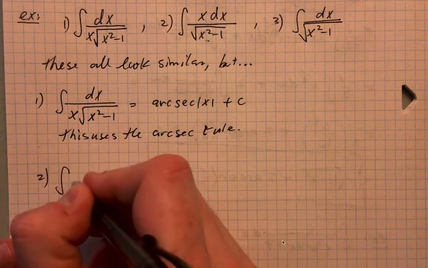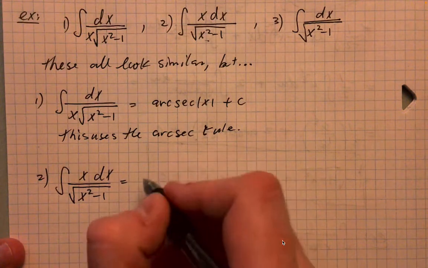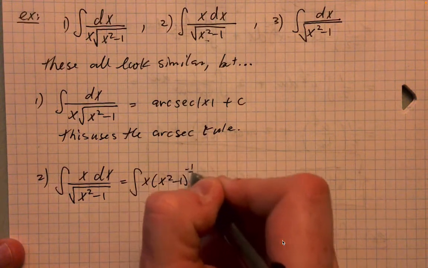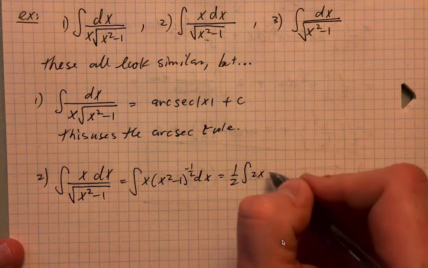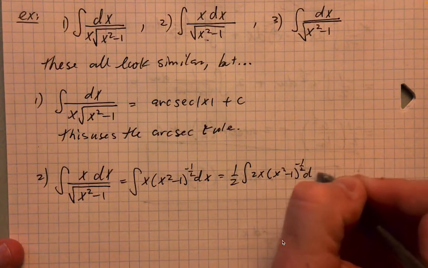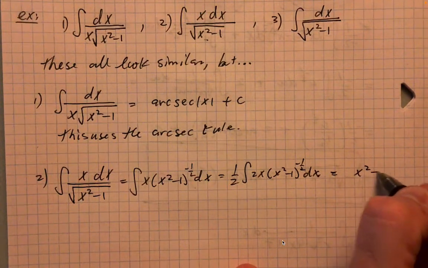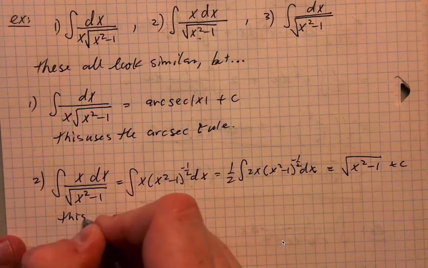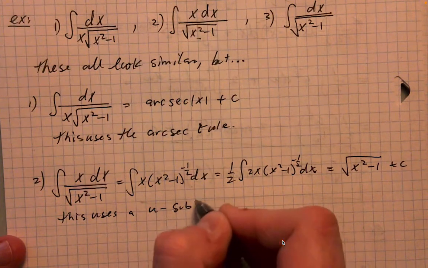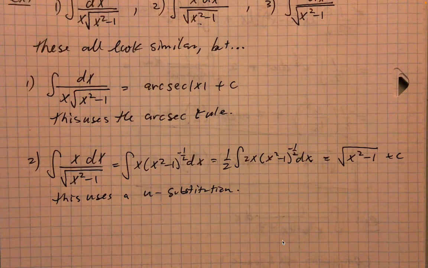So this one can be done as follows, right? This one can be completed really quickly. So you could write it like this. That's going to be 1/2 times the integral of 2x times x squared minus 1 to the negative 1/2 dx. And ultimately, just one or two more steps, and you'd see that this is the square root of x squared minus 1 plus c, right? So this one uses a u substitution, what we call a change of variable, regular old u substitution, kind of chain rule style.